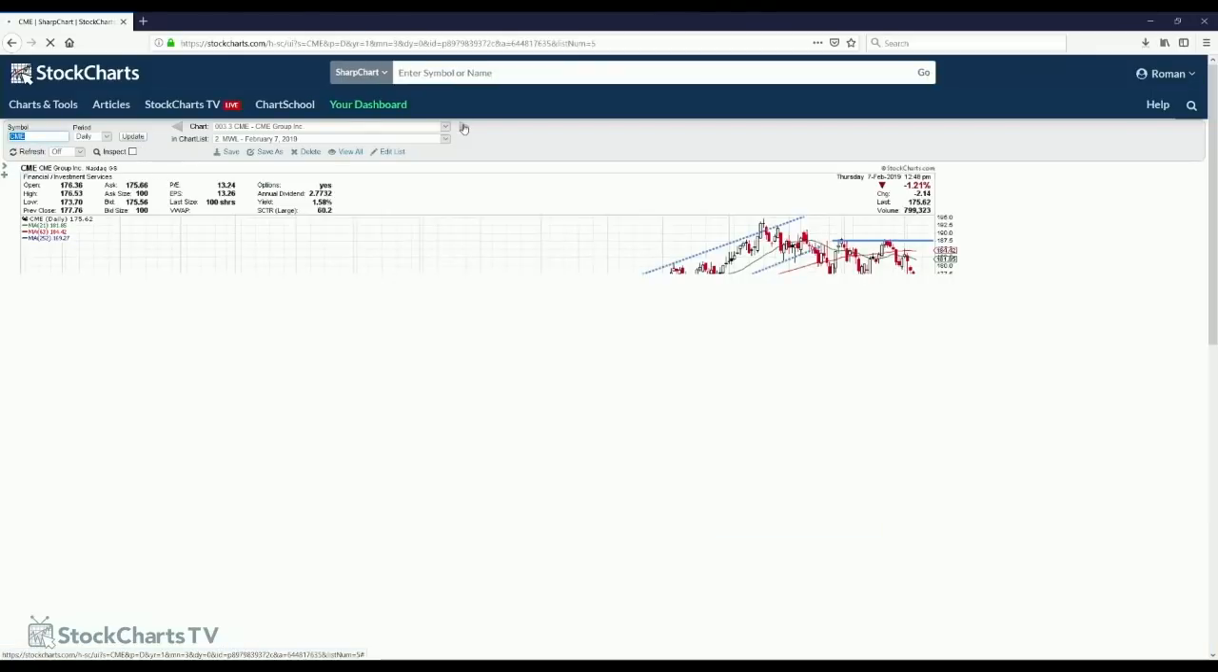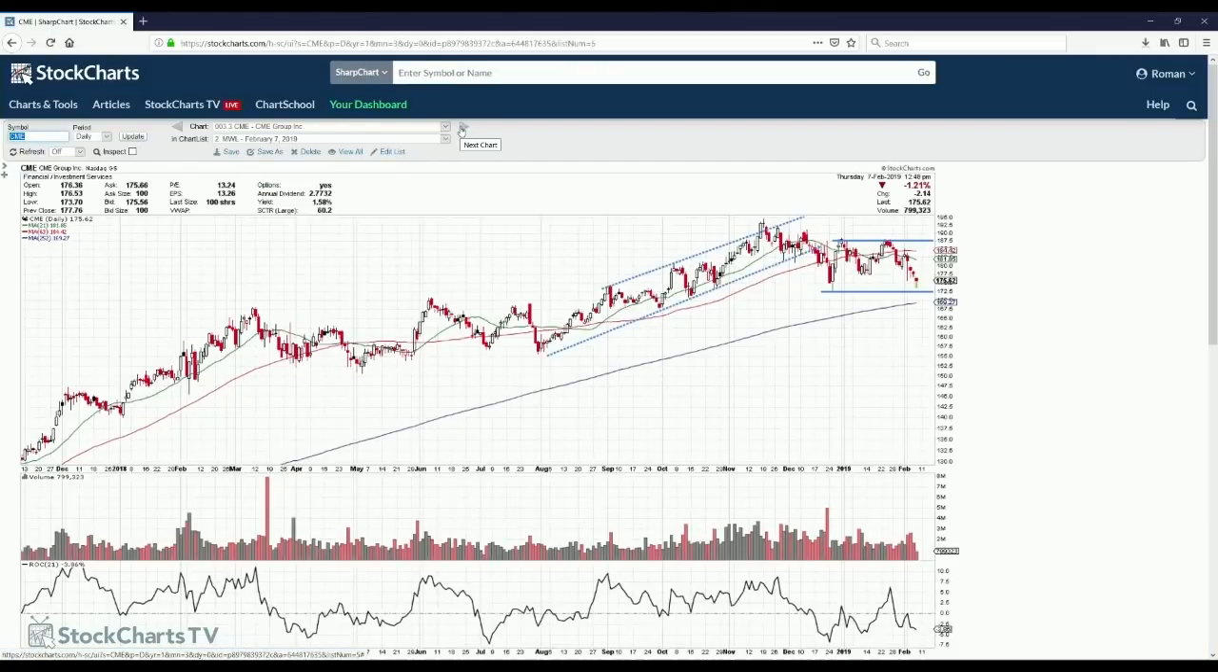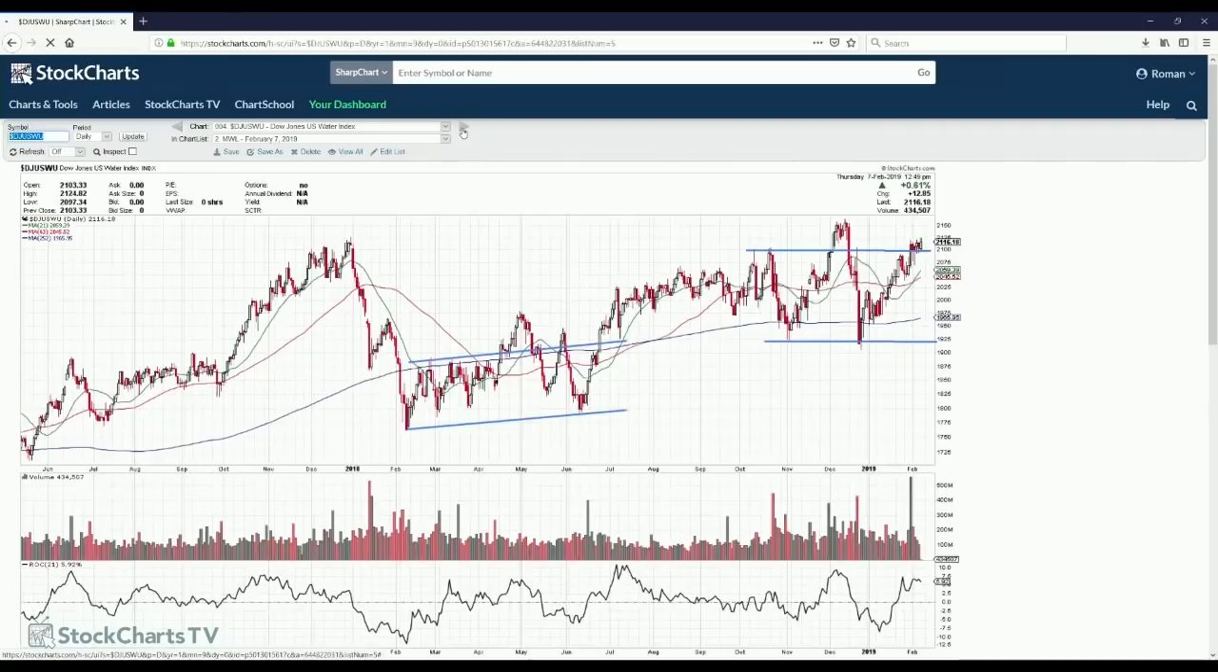CME, Chicago Mercantile Exchange, another leadership stock in the same group. But yet, as the market was rallying, what are we doing here off the December lows? Nothing. And these are the stocks that we would want to look for our short positions.